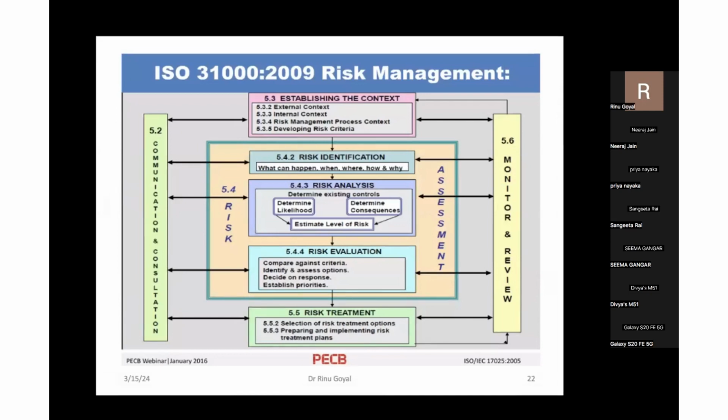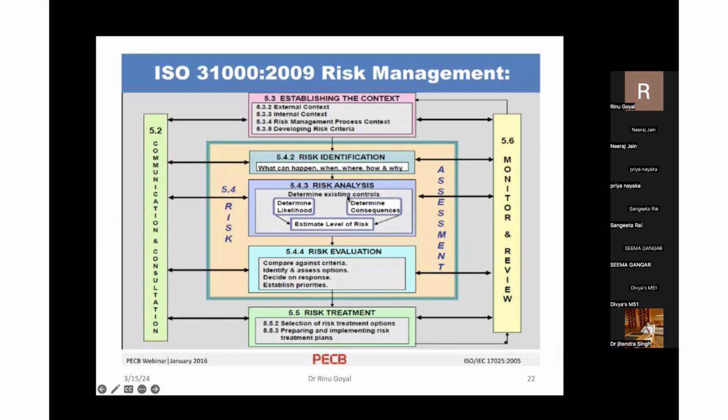This is according to ISO 31000:2009. The process flow chart we can prepare like this: establishing the context, which we have talked about, where we define the risk statement; then identification of the risk, the second step. Then we do risk analysis, which is nothing but determining the likelihood and the consequence of the activity, which will give us the estimate of the risk level. Based on that, we can evaluate the risk against the existing criteria, followed by treatment of that risk. Side by side goes the monitoring and management review and the communication.